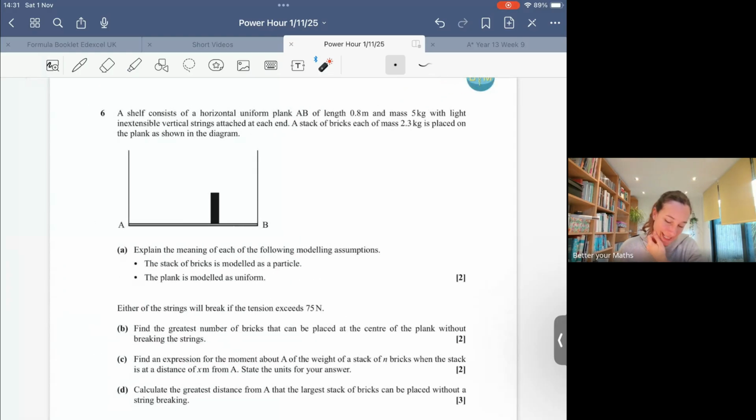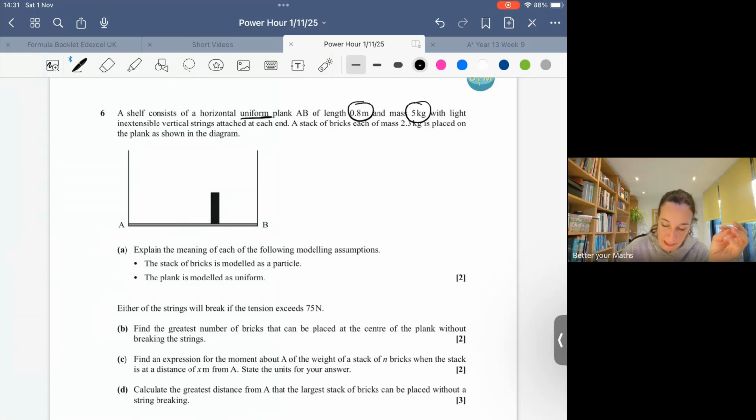This is a mechanics question. So I hope most of you have seen moments because it's one of the first mechanics topics, but maybe you haven't. So it's going to be a bit tricky if you haven't. So a shelf consists of a horizontal uniform plank AB, this one here. Length is 0.8, mass is 5 kilograms. So we have a couple of things here.